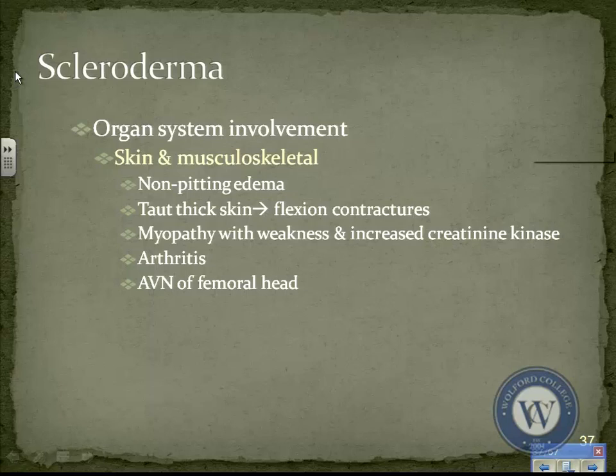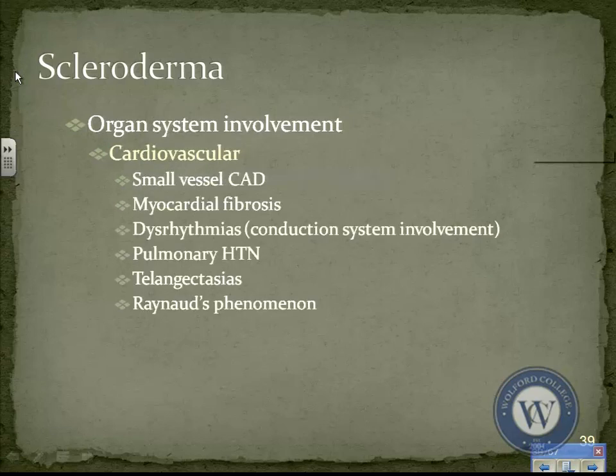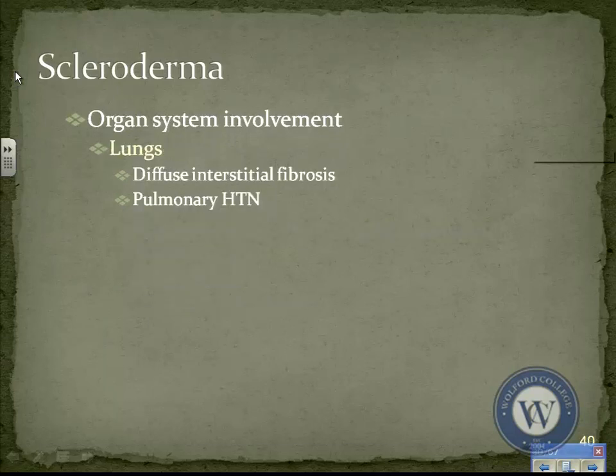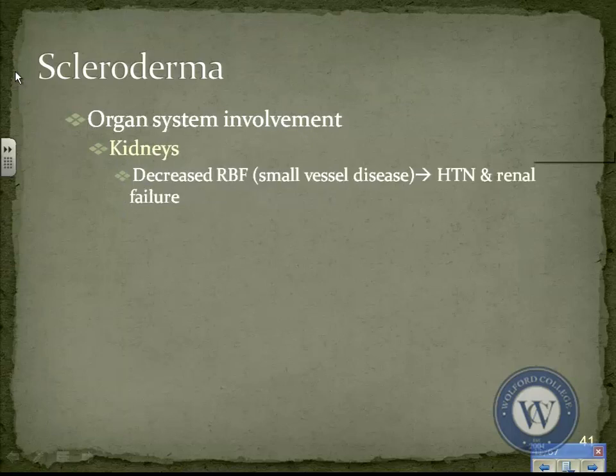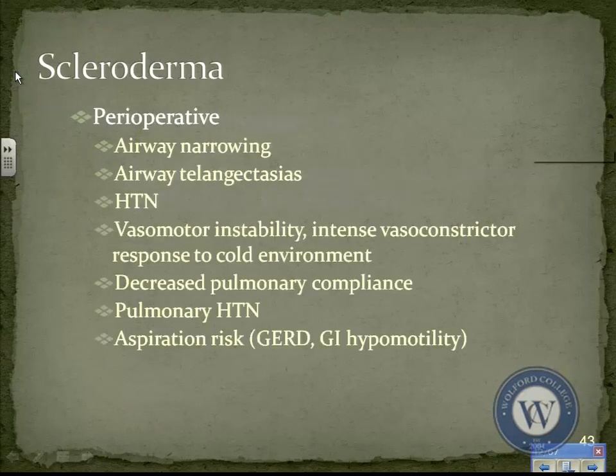Organ system involvement includes non-pitting edema, taut skin, myopathy, arthritis, and avascular necrosis of the femoral head. Nervous system, we get compression-related neuropathies. Sometimes you'll have to have back surgeries on these individuals. Cardiovascular, they get small vessel coronary disease, myocardial fibrosis, dysrhythmias, pulmonary hypertension. Telangiectasias are evident, and you also get Raynaud's, very commonly seen in scleroderma. Lungs, you get diffuse interstitial fibrosis, which is one of the leading causes of death because it leads to pulmonary hypertension. That's usually what ends up causing right heart failure in these individuals, and they don't do well. Kidneys, they get into renal failure, and hypertension in the long term as well. GI, they get hypomotility syndromes, GERD, dysphagia, bacterial overgrowth, and pseudo-obstruction.